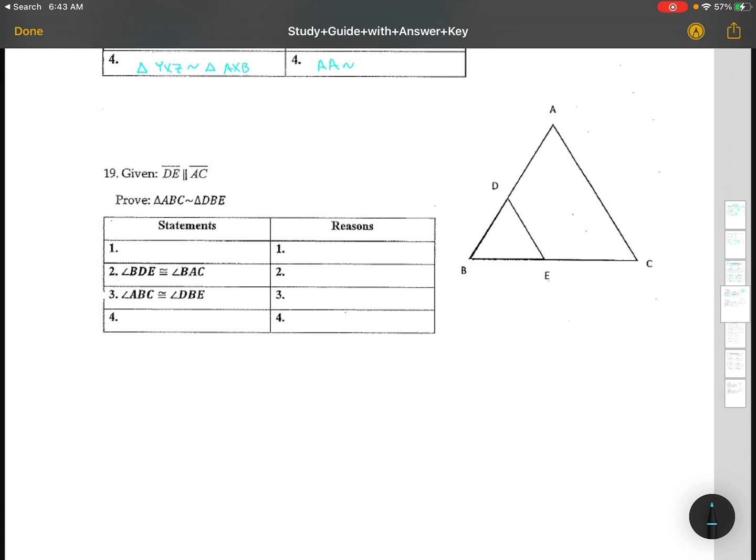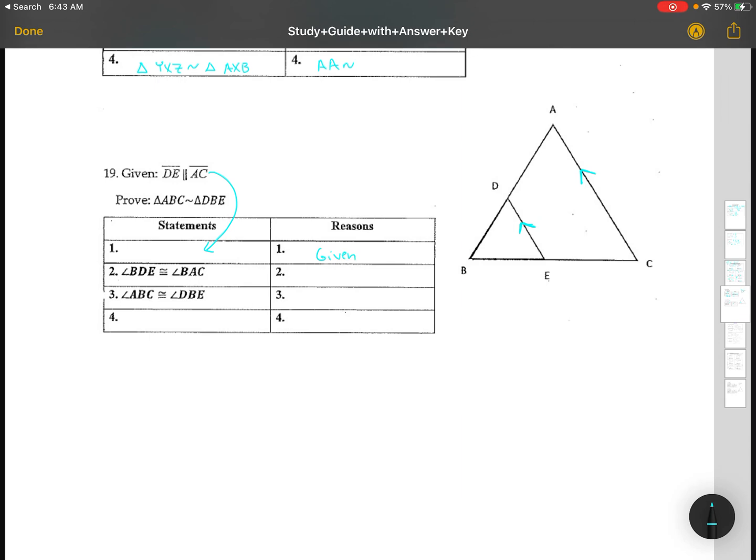Number 19, we're also given that DE is parallel to AC. So DE is parallel to AC. Fantastic. And we need to prove triangle ABC is congruent to triangle DBE. So we're going to just say that information here, that is given.